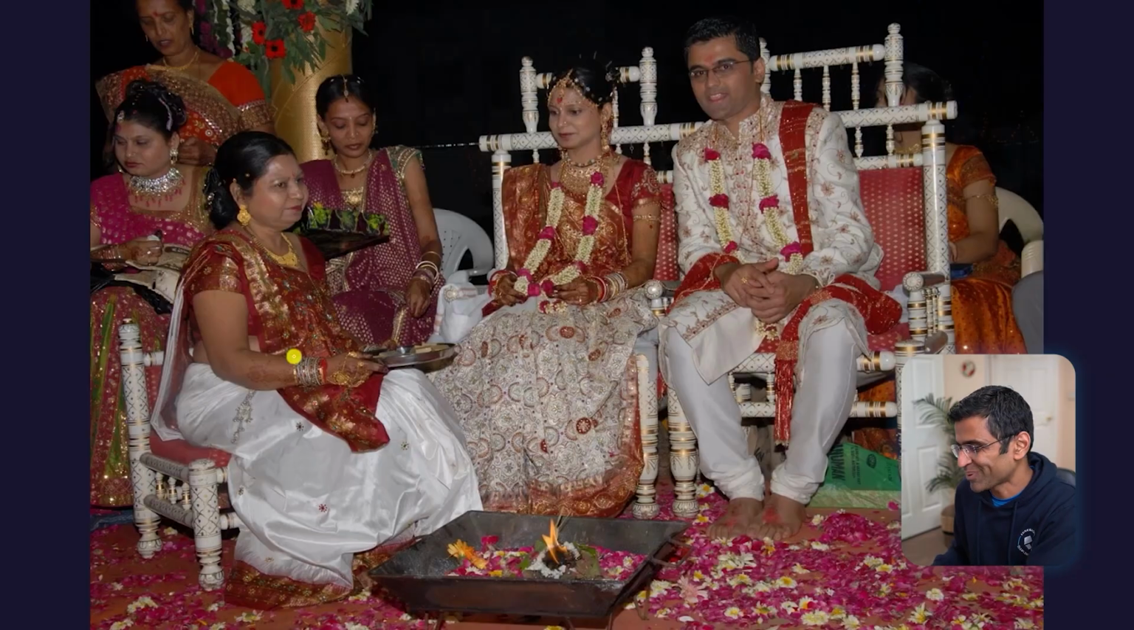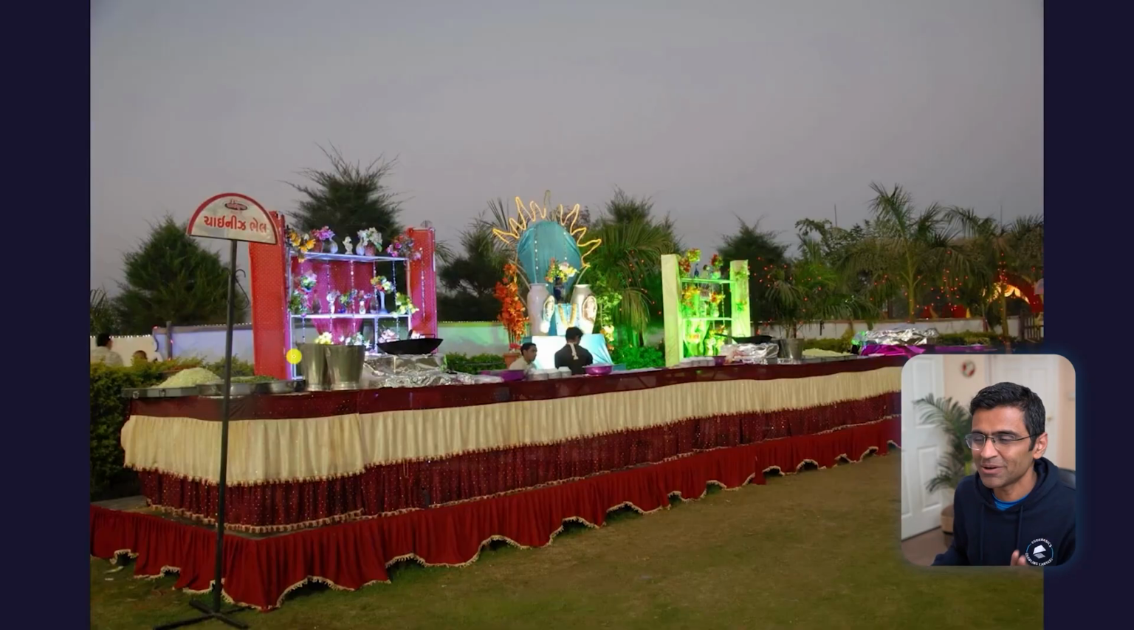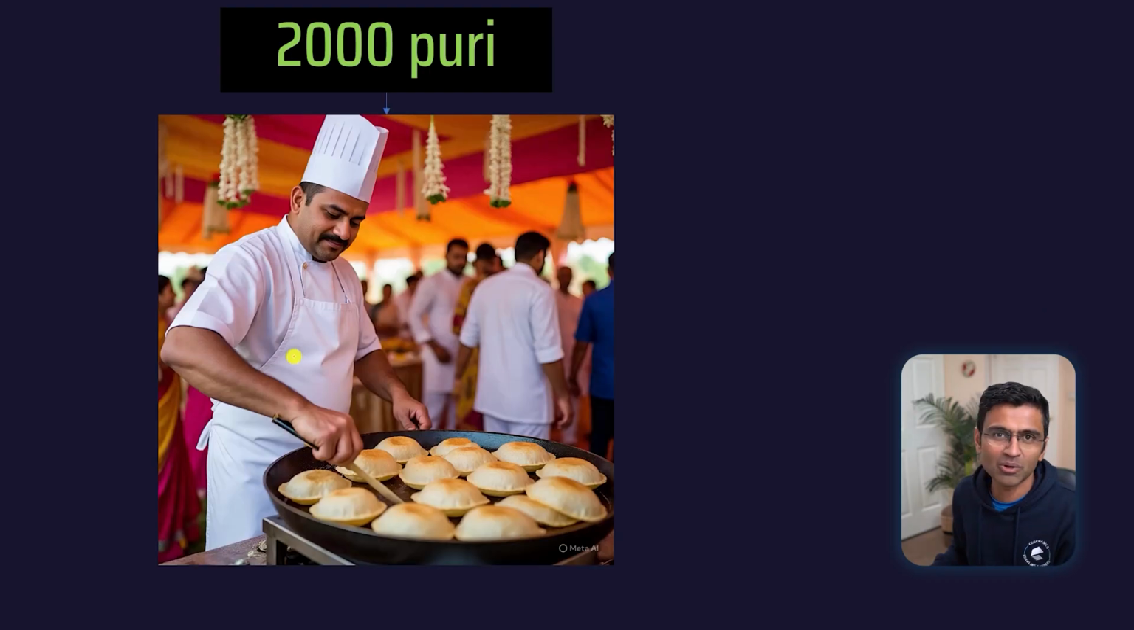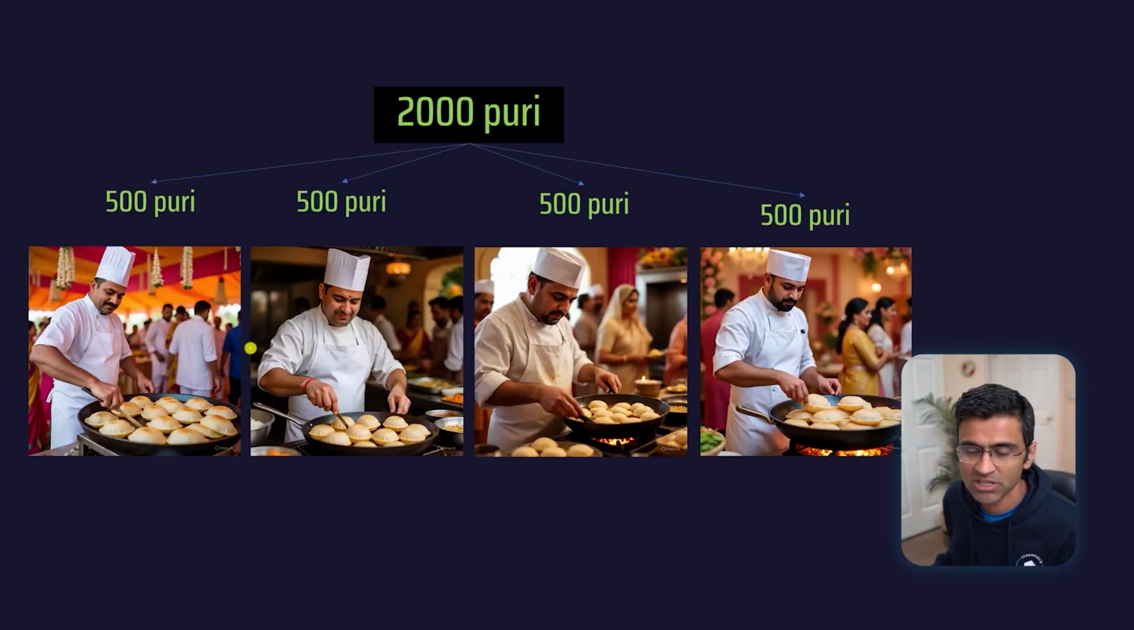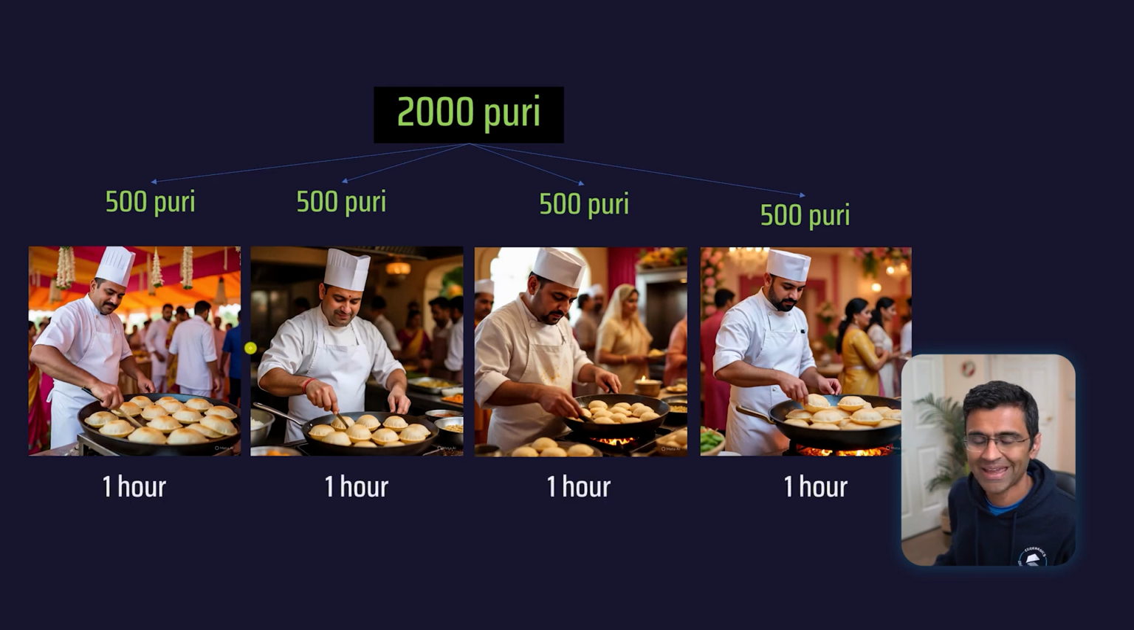this by a simple example of my own wedding. In any Indian wedding, food is a key highlight. So in my wedding, we wanted to prepare 2000 puris and we initially hired one chef. But then we realized that he's going to take 4 hours, and what if he gets sick? You know, there is a dependency. So then instead of one, we invited 4 chefs and we gave them 500 puris each, and they worked in parallel, and we were able to make 2000 puris in 1 hour.